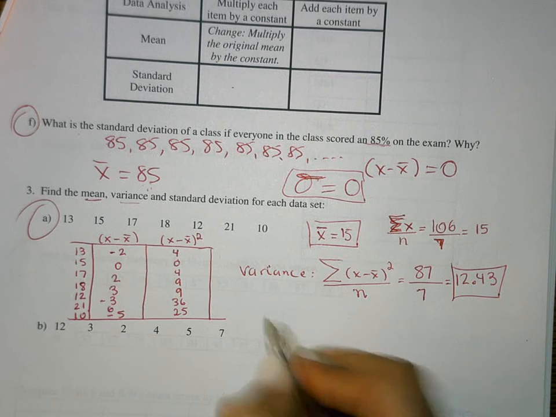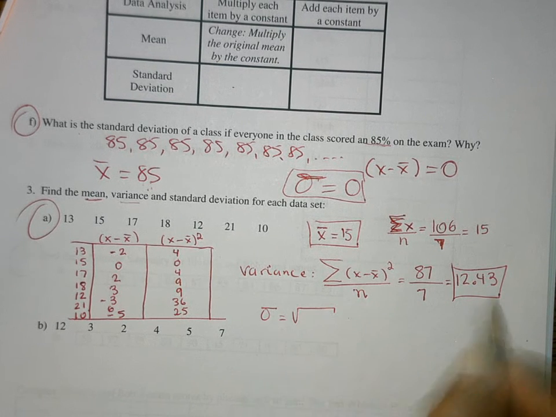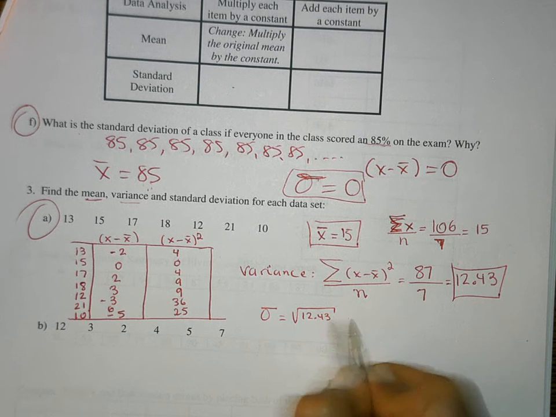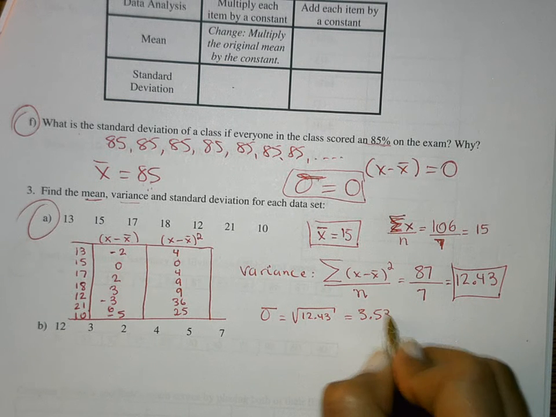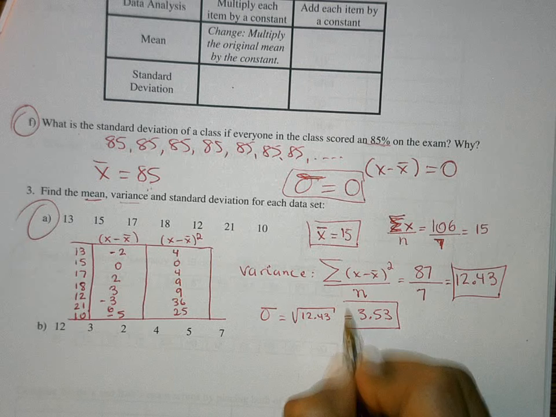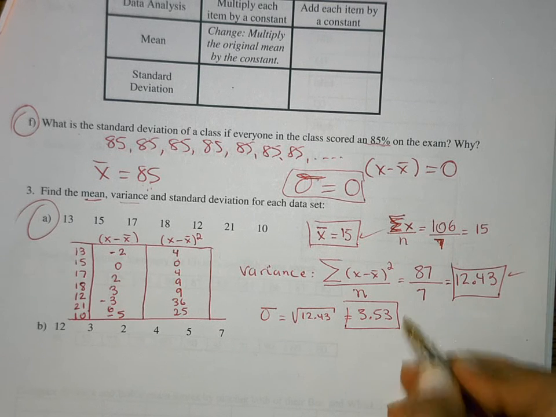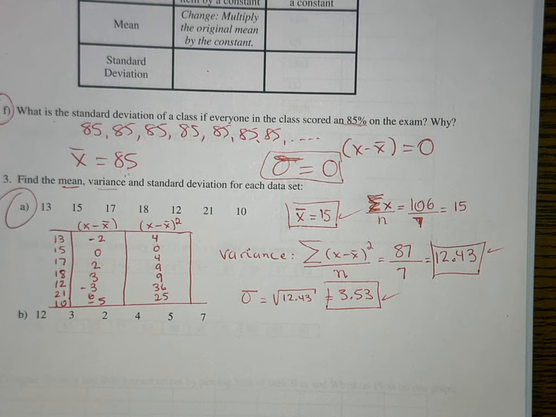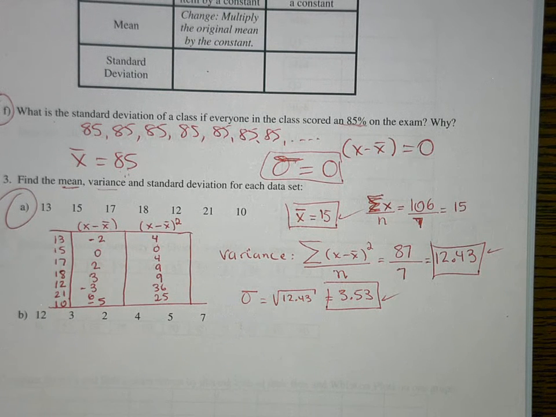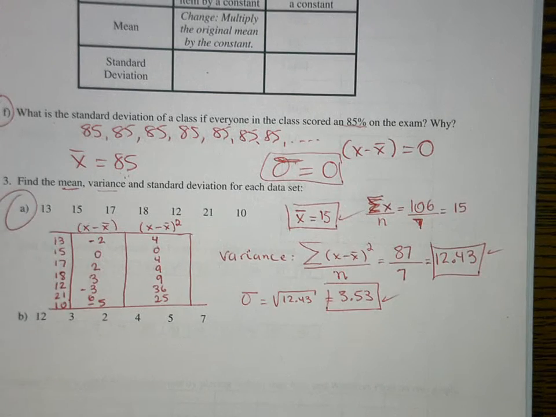So they said find the mean right here, find the variance right here, and now find the standard deviation. The standard deviation is just the square root of the variance, which is 12.43. Okay? And if I take the square root of that, I get 3.53. And there is my standard deviation. Mean, variance, and standard deviation. Okay? So hopefully you can do that for the next few sets of numbers, and then you can compare which one of these, A, B, or C, is more spread out. The more spread out, the bigger your standard deviation will be. Okay? Good luck.